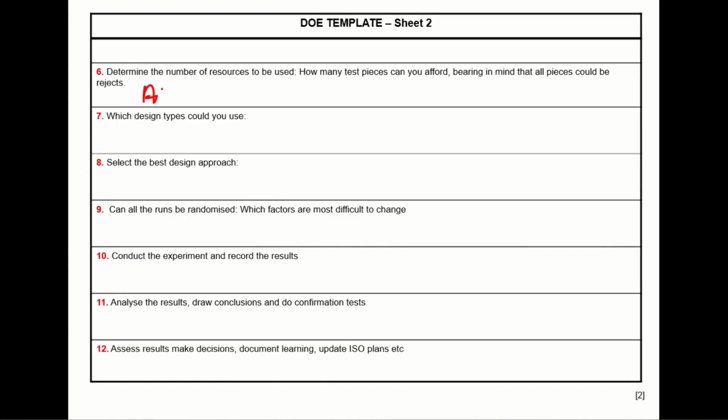Okay. Then on to the second page, it says determine the number of resources to be used. Now this is going to mean about 40 rejects. Most of the parts you make are going to be rejects. Assume that before you start. So it's going to cost you 40 pieces. Now unless you're making gold ingots, I would expect 40 pieces to be relatively cheap. A relatively cheap day at the office. Especially if you're about to make another 100,000 really badly. 40 pieces is a great investment.